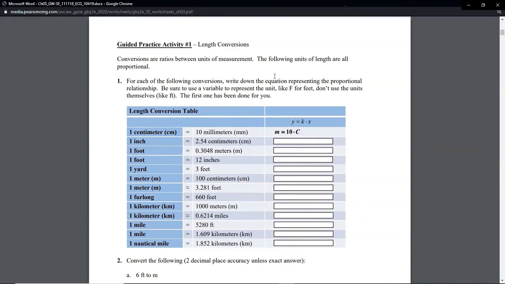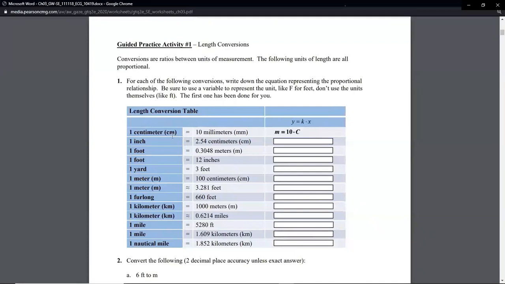For each of the following conversions, write down the equation representing the proportional relationship. Now, yes, proportional relationships we've said classically as fraction equal to fraction, but we've also said we can use a y equals kx setup. So that's what these are relating to.